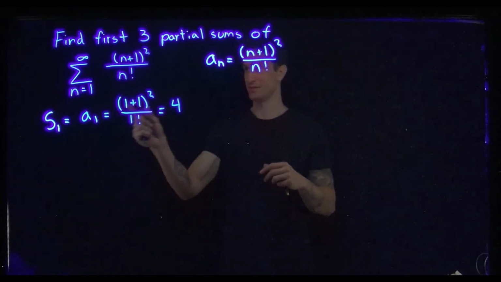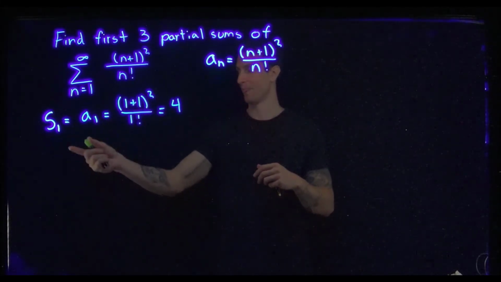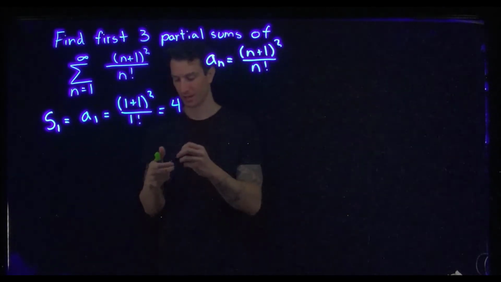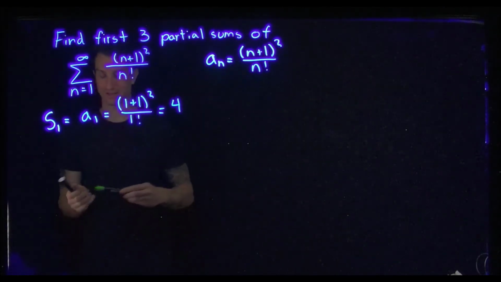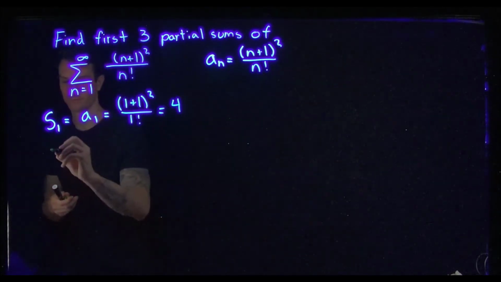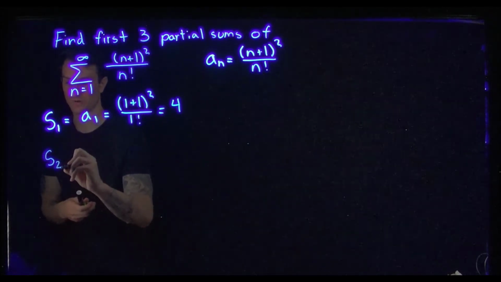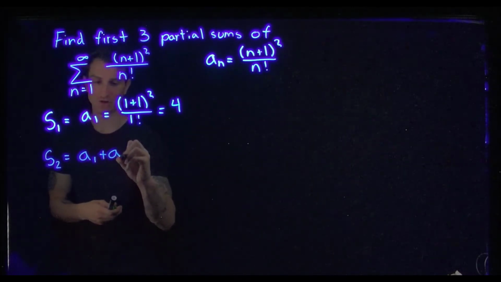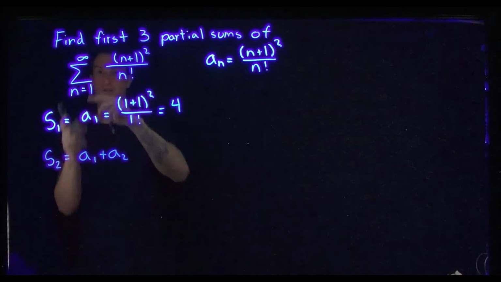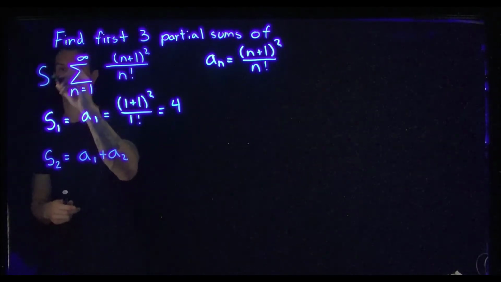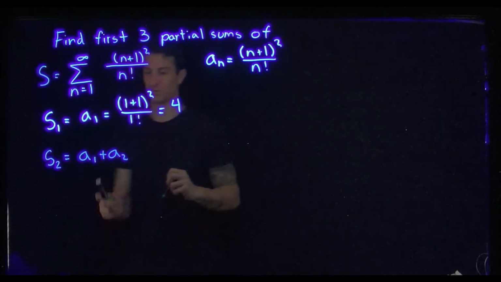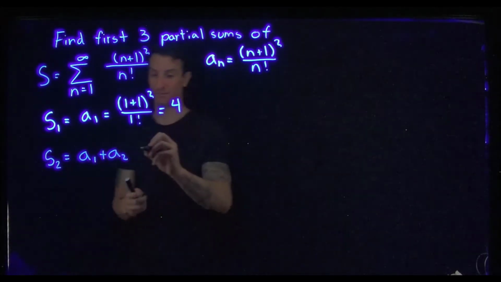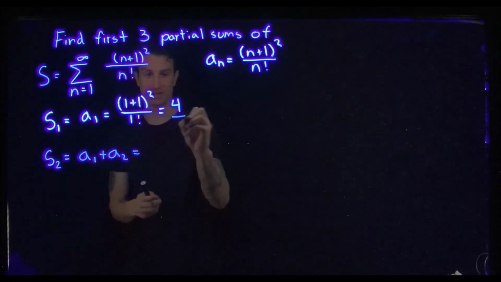When we were doing sequences, same steps. The only difference is now we're going to start adding things together. So for S2, let's say, S2 is just going to be A1 plus A2. That's what it means by the sum of; this would be the series, the sum. So I take my first term and add it to my second one. I already found my first one, right here, 4.